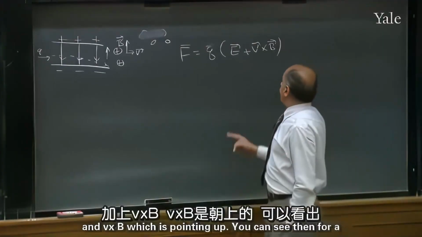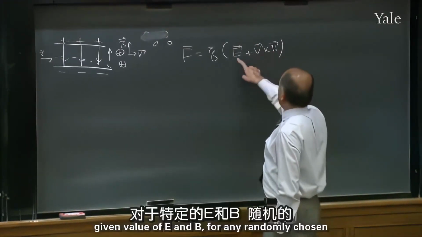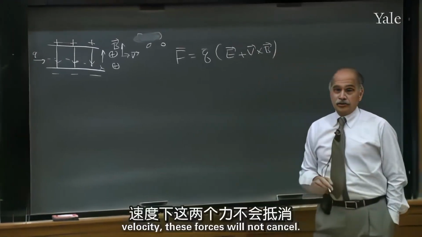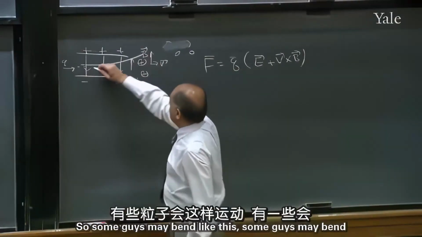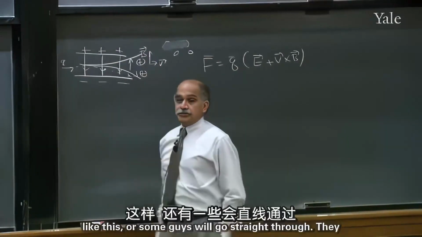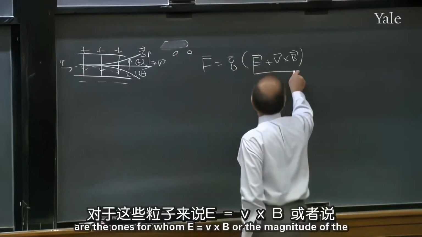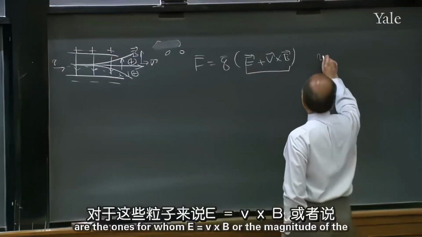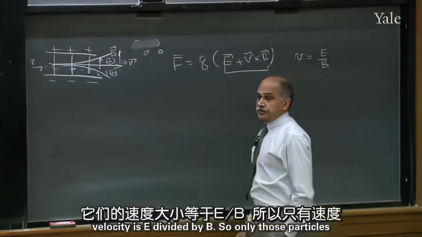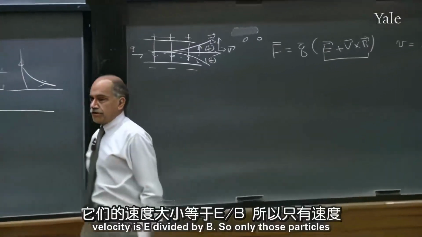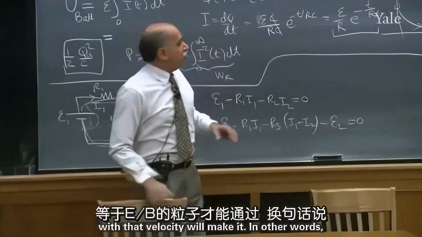You can see then, for a given value of E and B, for any randomly chosen velocity, these forces will not cancel. So some guys may bend like this, some guys may bend like this. But some guys will go straight through. They are the ones for whom V equals E cross B, or the magnitude of the velocity is E divided by B. So only those particles with that velocity will make it.